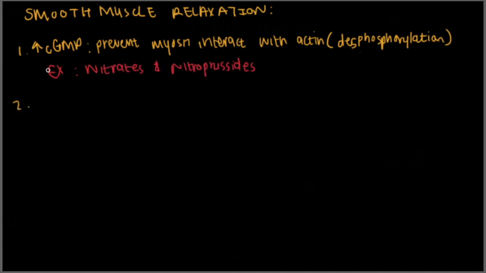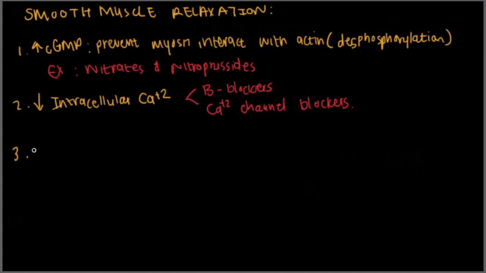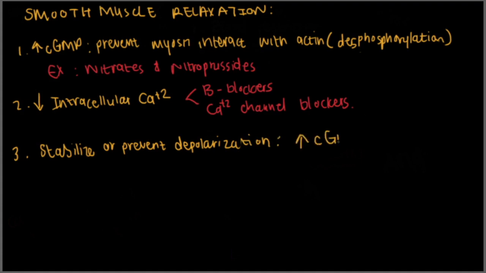The second mechanism is going to be a decrease in intracellular calcium. And drugs that work in this manner are going to be beta blockers and calcium channel blockers. The third mechanism is going to be to stabilize or prevent depolarization. When this happens, there's going to be an increase in cyclic GMP. Examples of drugs that work in this way is going to be minoxidil. The fourth mechanism is going to be to increase cyclic AMP. And this is going to cause deactivation of that very important enzyme called the myosin light chain kinase.